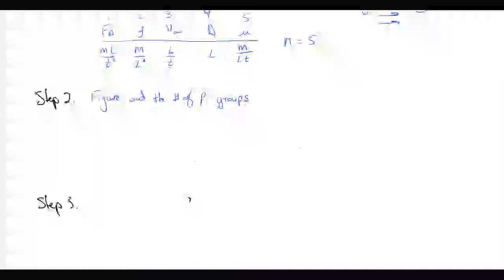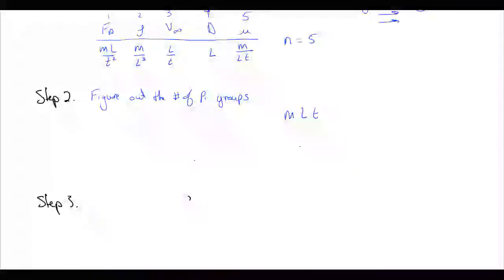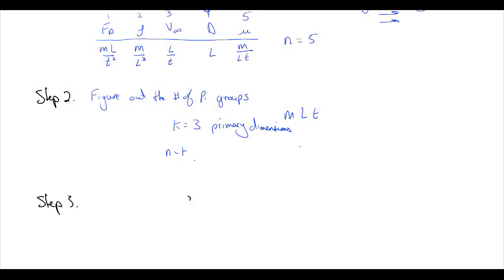We do not have charge or temperature, so we only have 3 primary dimensions. So k is equal to 3 primary dimensions, and n minus k is equal to 5 minus 3, which is 2. So again, we're doing the same problem over and over again, but we expect to have 2 pi groups, which we knew, but now it's good to have confirmation of that.